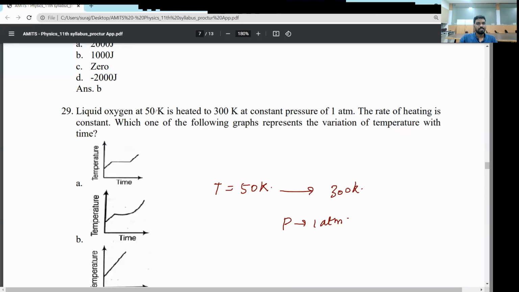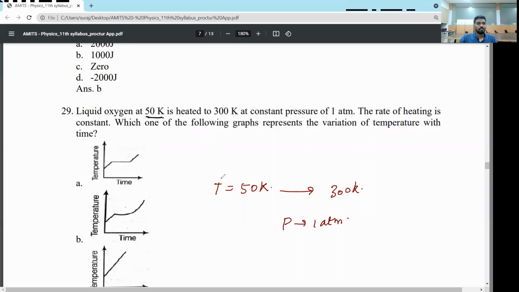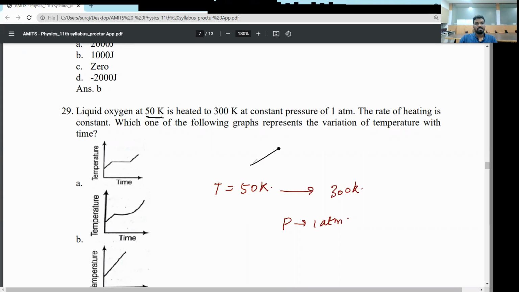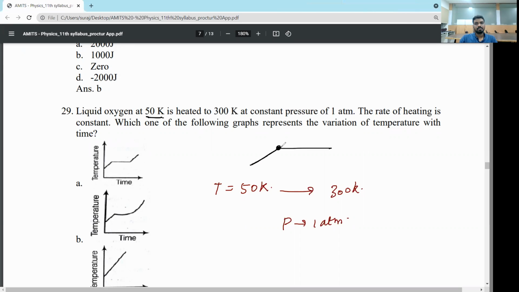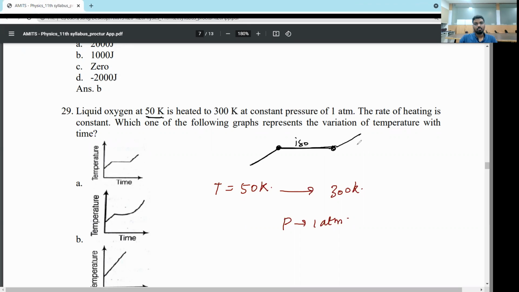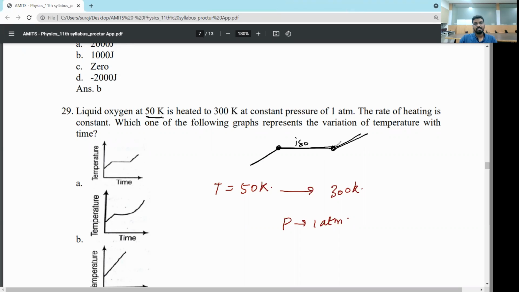Liquid oxygen at 50 K. If I heat it, after reaching some temperature, what will happen? It will change into gas. Change of state is there, which means there will be a constant temperature. Change of state is an isothermal process, so temperature is constant. Again, once it has changed into gas, it will increase its temperature. So option A is correct.